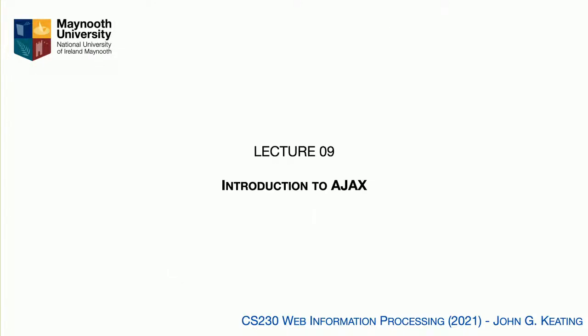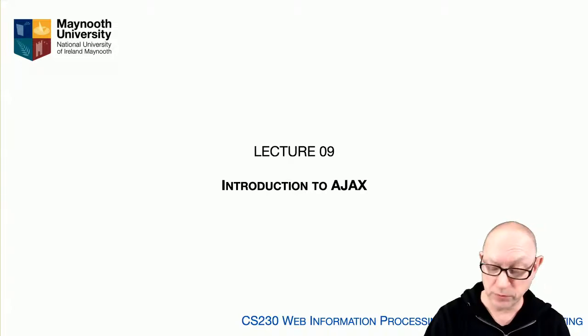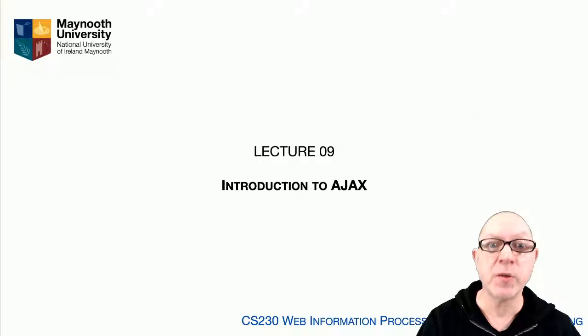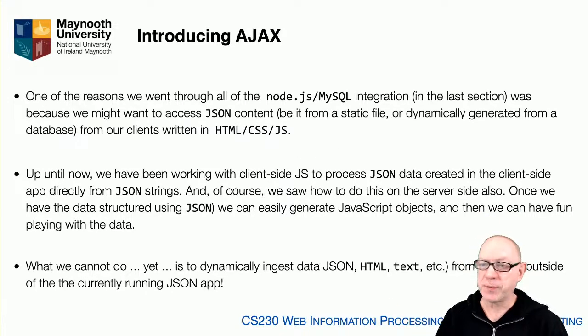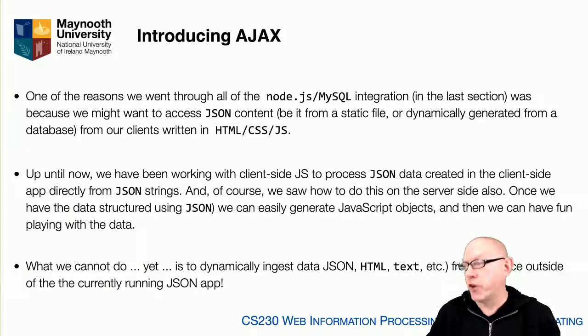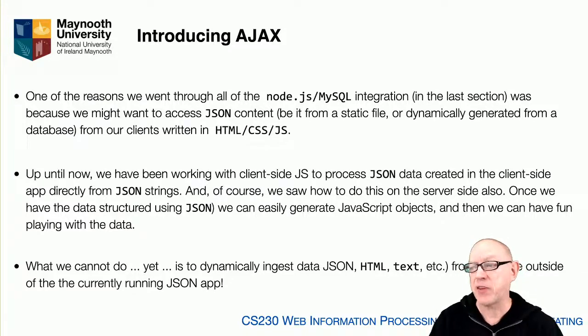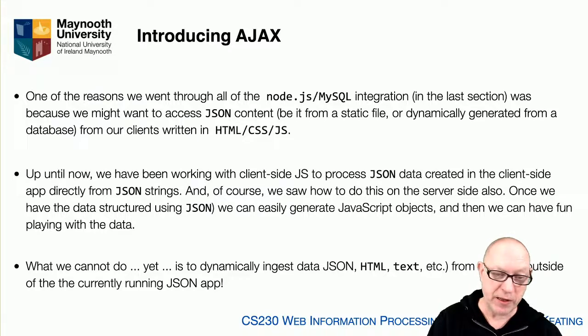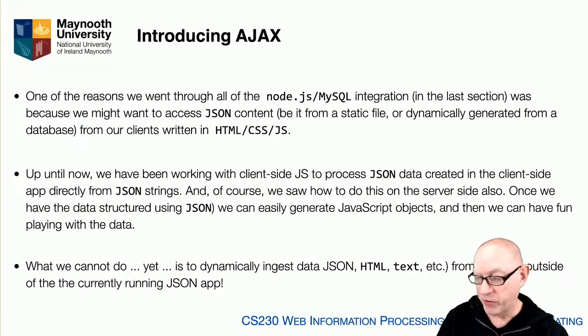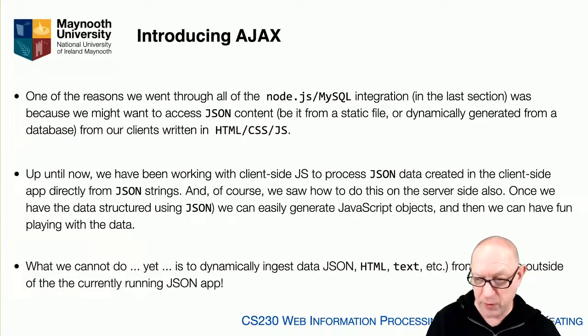Okay, so Ajax is the power behind making all this work for you. And that's really what's crucial in all of this, okay? That you need to know what's possible, and then you need to know how to make it possible, okay? So, Ajax. One of the reasons we went through all of that stuff was because we might want to actually access JSON content from some static file, or that was dynamically generated from some database or from our clients that are written in HTML and CSS and JavaScript. So up until now, we've been working with client-side JavaScript, mostly to process JSON data created in the client side. We saw how to do this in the server side also, but we have the data structures.